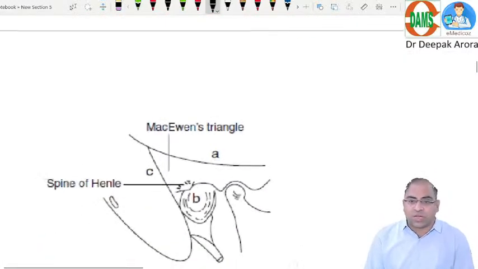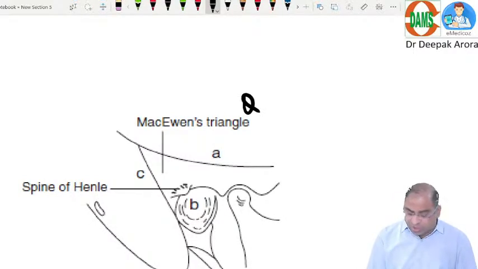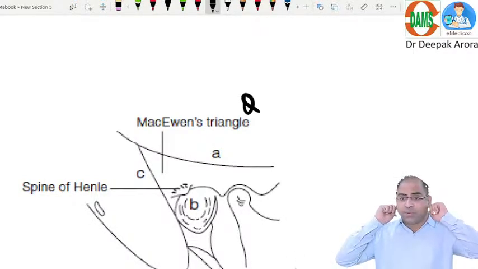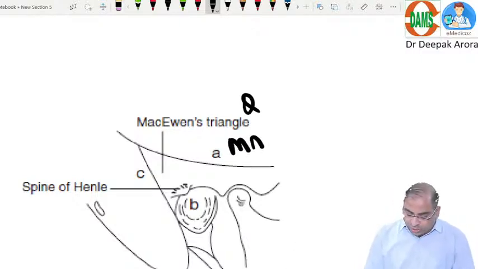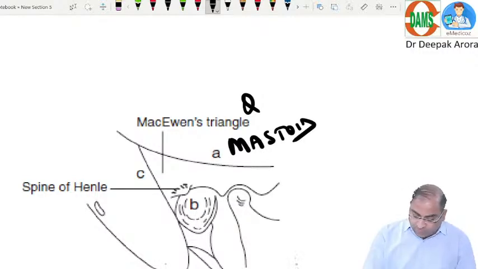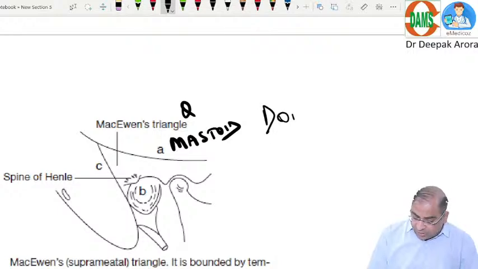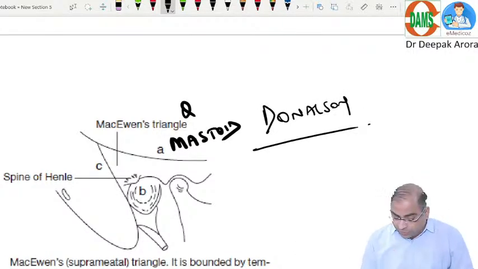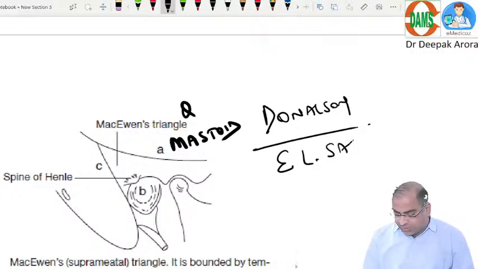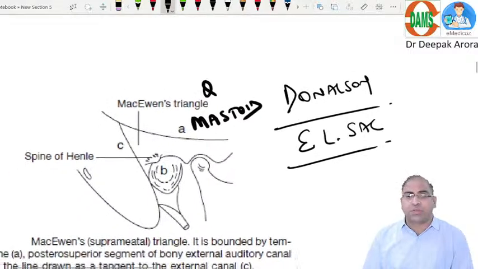Then the examiner can ask you important landmarks. Either the examiner will give you McEwen's triangle. What is McEwen's triangle? Above your external canal. If you touch the area above the external canal, this is McEwen's triangle. This is for mastoid surgery. Or they can ask you Donaldson line. Where is the Donaldson line used? Always remember, Donaldson line is used for endolymphatic sac decompression. Clear? So this is an important MCQ.